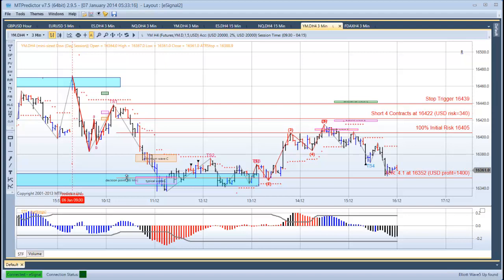So hopefully this has been a good video to show you how you can use some of the more advanced tools in the MTPredictor software program to gain some good trade setups based on your shorter term time frame, with the large degree charts helping define your large degree trend. A great example of how this all fits together yesterday on the US E-minis, particularly on the YM yesterday.